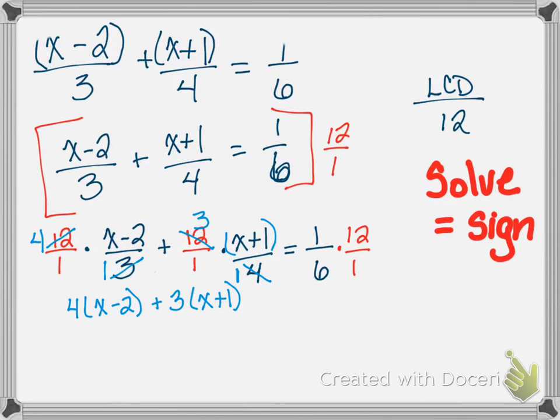Okay? What goes into both 6 and 12? 6. Good. 6 goes into 6 one time. 6 goes into 12 twice. So now I'm left with 2. Do you know how to solve this? Yes. We distribute and we solve for x. I'm going to give you 1 minute to do that.